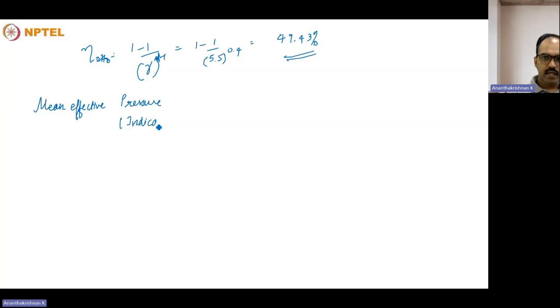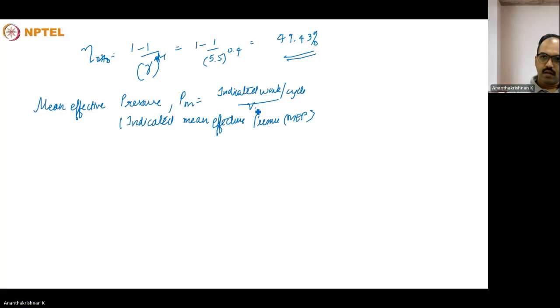For the indicated mean effective pressure, indicated work per cycle divided by the stroke volume. So the indicated work is the area of the PV diagram 1, 2, 3, 4 divided by the stroke volume. Then we have to find the area of the PV diagram.